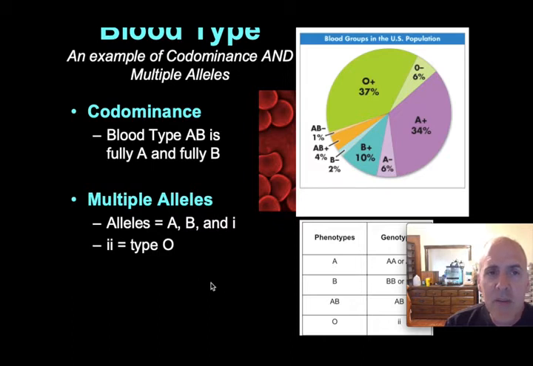So let's talk about blood type. This is codominance and multiple alleles. So we have different blood types. We have A, B, and O. And AB is a combination of A and B. It's fully A and it's fully B. But in addition to A and B, we also have, it's written as little i, O. A and B are codominant. O, however, is recessive. The only way you can be O is if you have two of the little i's. All right? So O is recessive to both A and B. A and B are codominant. Starts getting a little complicated, doesn't it?